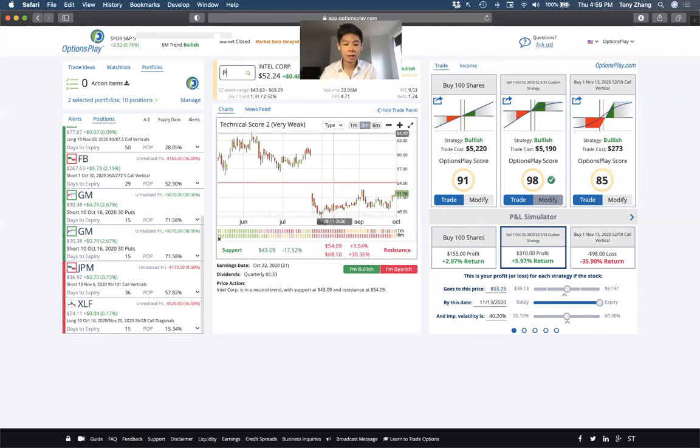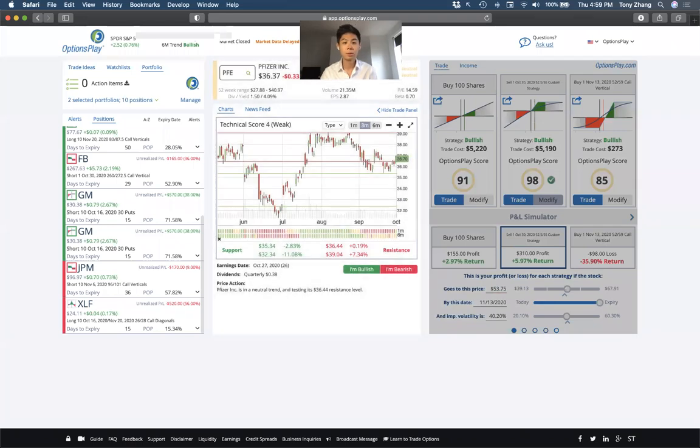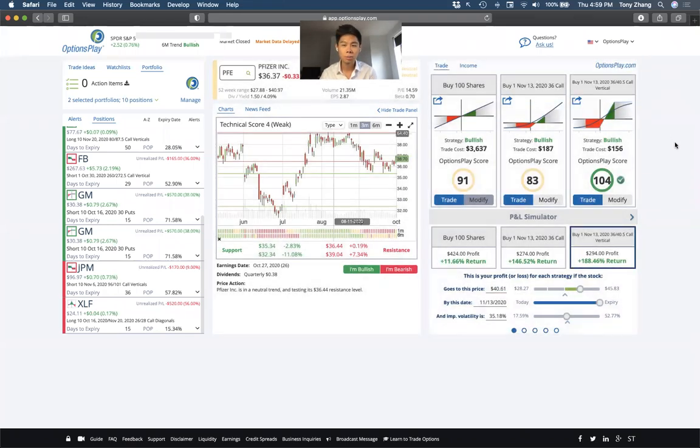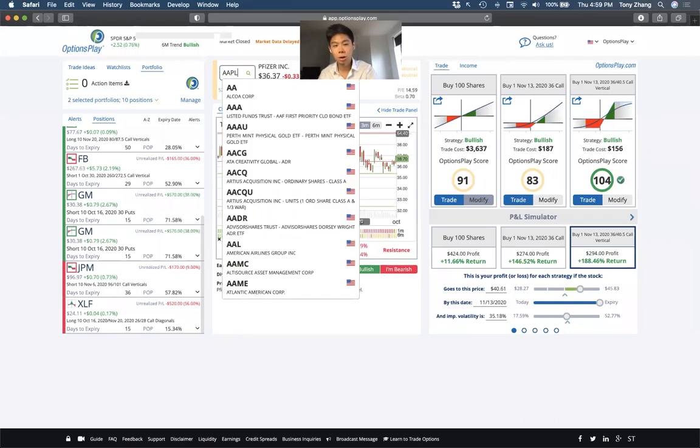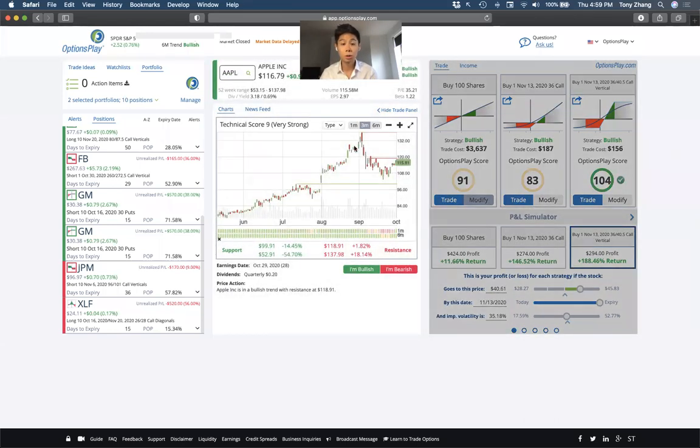Pfizer at 36.5. Well, your cost base is below the current price. So Barry, I don't think this is a trade that you need to repair because you're actually profitable on this trade. Lisa is long Apple at $128.